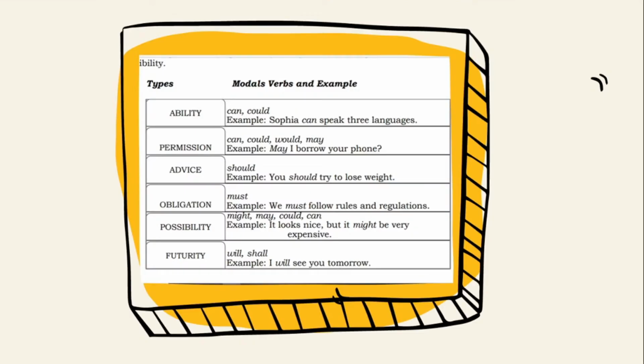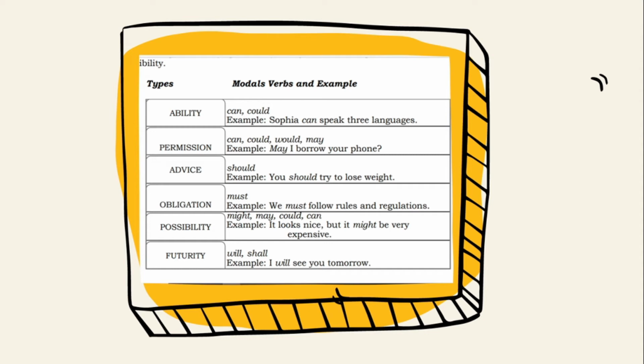For modal verbs, we have different types and their examples. First one, ability. Example, can and could. Sophia can speak 3 languages. So it shows that Sophia has the ability to speak 3 different languages. Next one, permission. Can, could, would, and may could be used. Example, may I borrow your phone?